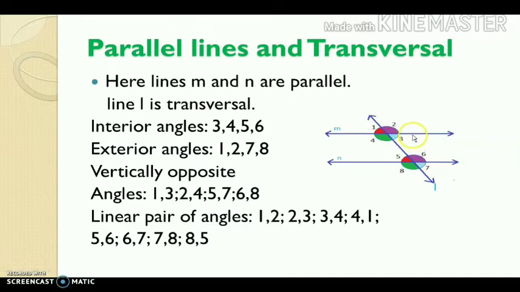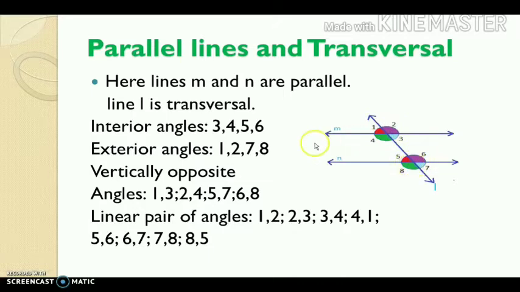बेटा जो angles इन two lines के बीच में lie करेंगे उनको हम interior कहेंगे. जो इसके बाहर होंगे उसको हम exterior angles कहेंगे. So interior angles are 3, 4, 5 and 6 and exterior angles are 1, 2, 7 and 8.